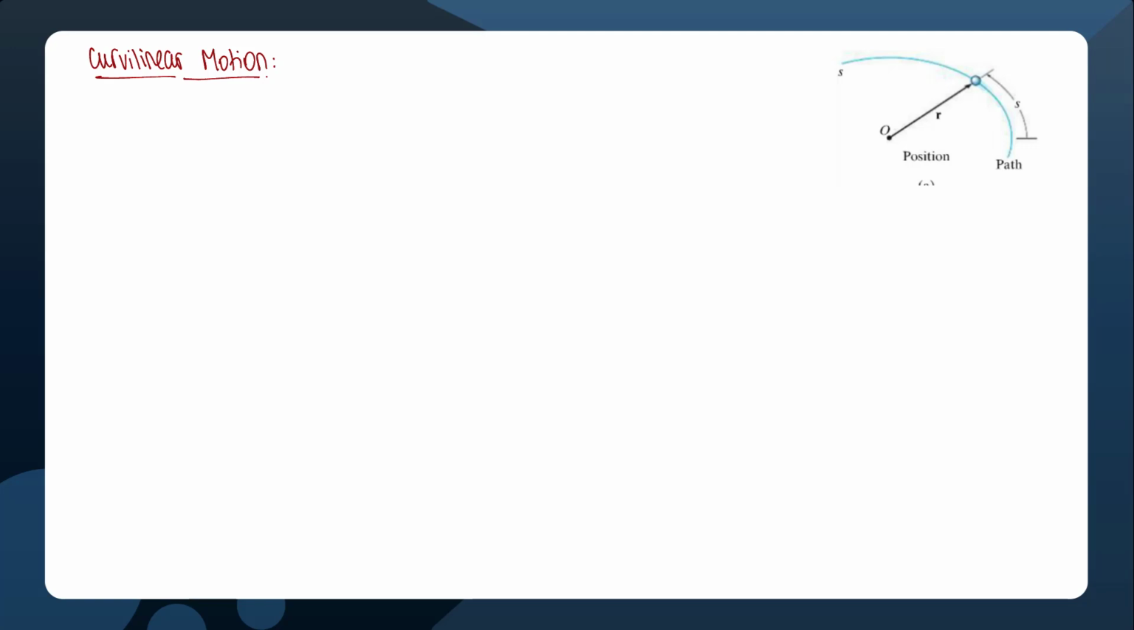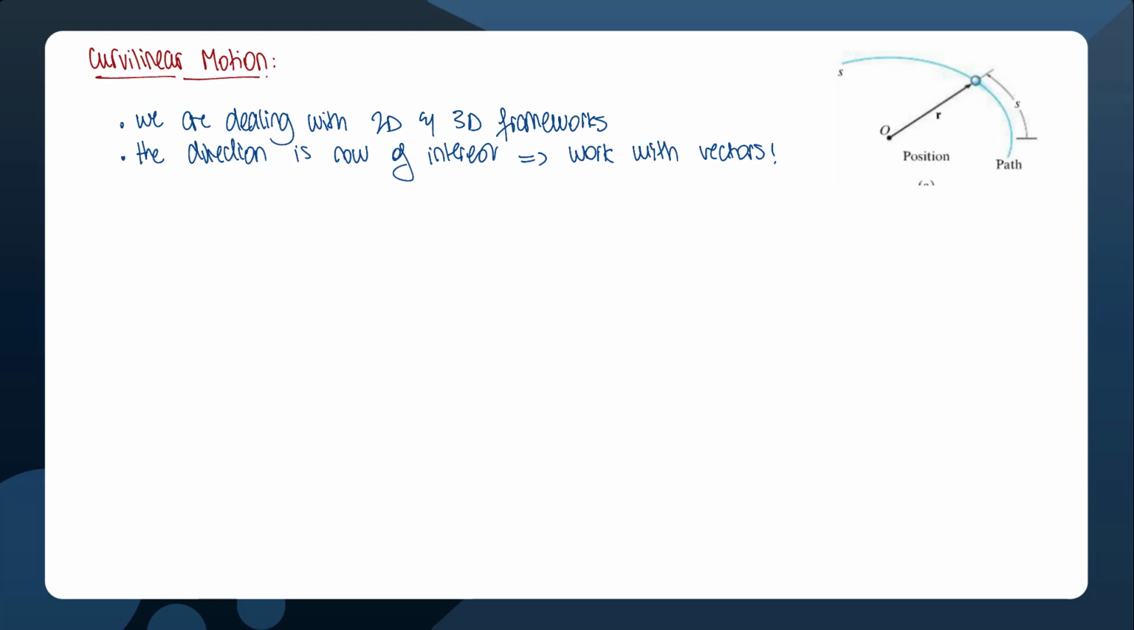So a couple of notes about the curvilinear motion. Basically, when working with this type of motion, we are dealing with 2D and 3D frameworks. So the particle is now capable of moving in a three-dimensional or two-dimensional space. And since we're now moving in a two-dimensional or three-dimensional space, the direction is now of interest. So we're interested in knowing exactly the direction of motion.